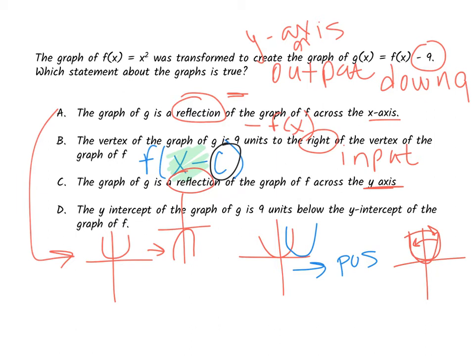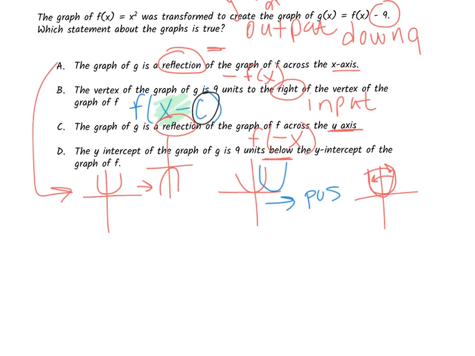Okay, and so that rule would be, I'm changing all my x values, it's the input, so x, because if I'm going across the y-axis, I'm affecting the input because it's those x values that are changing. Okay, and then letter D, the y-intercept of the graph of g is 9 units below the y-intercept of the graph of f, and that is going to be our answer.